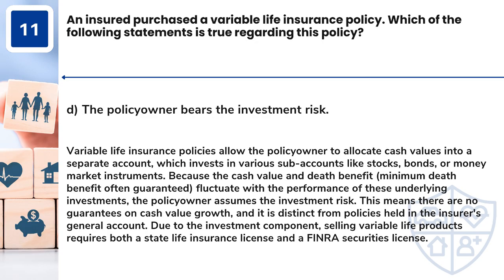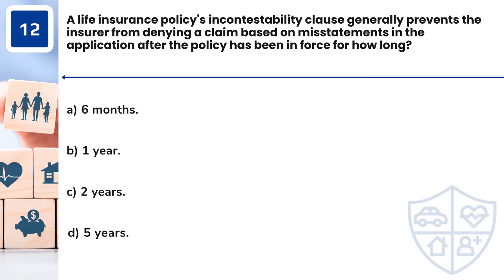Answer: D. The policy owner bears the investment risk. Variable life insurance policies allow the policy owner to allocate cash values into a separate account, which invests in various sub-accounts like stocks, bonds, or money market instruments. Because the cash value and death benefit, minimum death benefit often guaranteed, fluctuate with the performance of these underlying investments, the policy owner assumes the investment risk. This means there are no guarantees on cash value growth, and it is distinct from policies held in the insurer's general account. Due to the investment component, selling variable life products requires both a state life insurance license and a FINRA securities license.